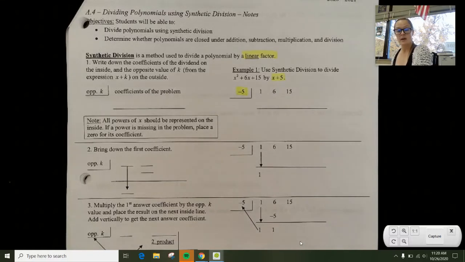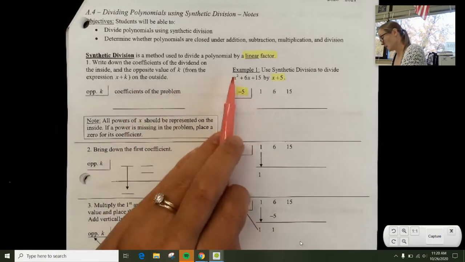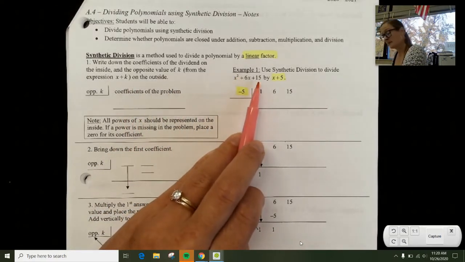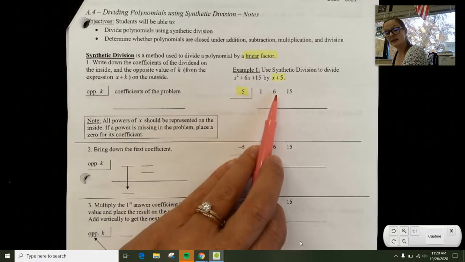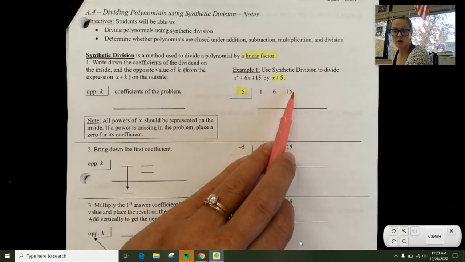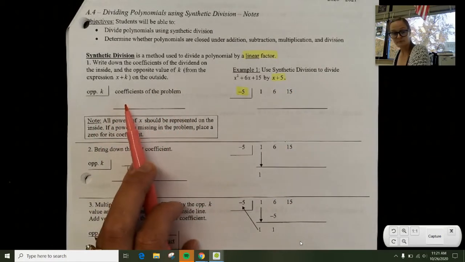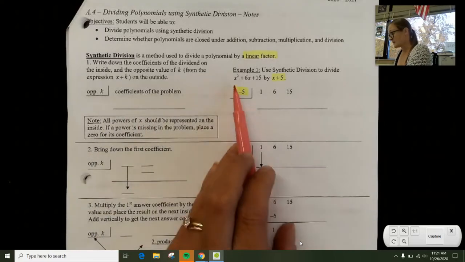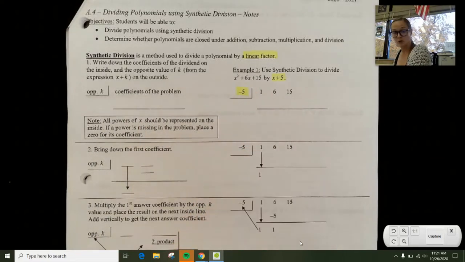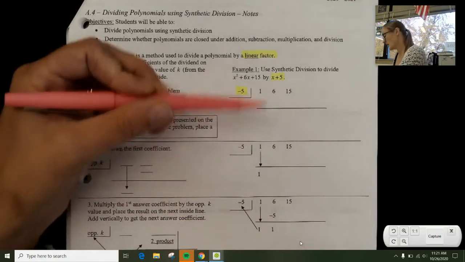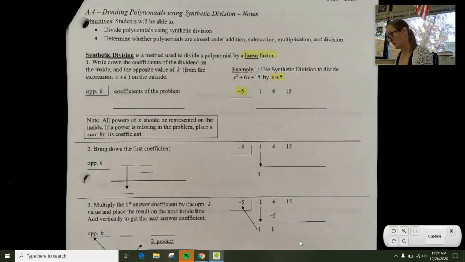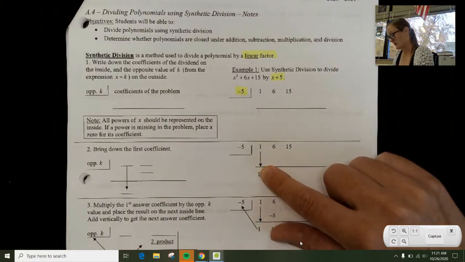Now, the polynomial you're dividing, your dividend, is x squared plus 6x plus 15. Notice I have 1, 6, and 15 written across the top. These are the coefficients of the problem. And notice these are written in order of degree, so standard form. All right, so the first thing you do is you bring the first value down. So I bring 1 down.